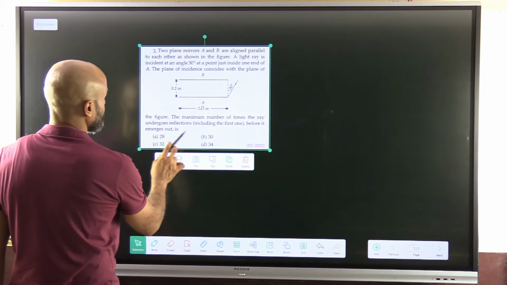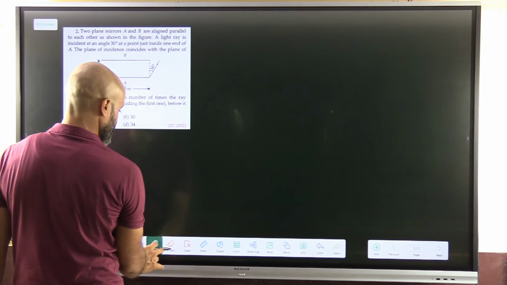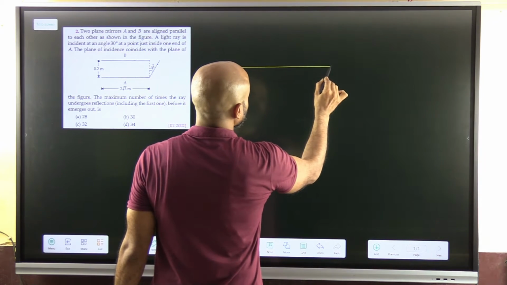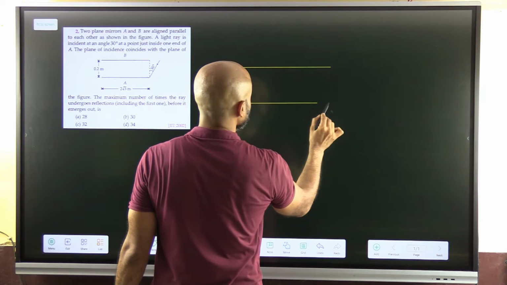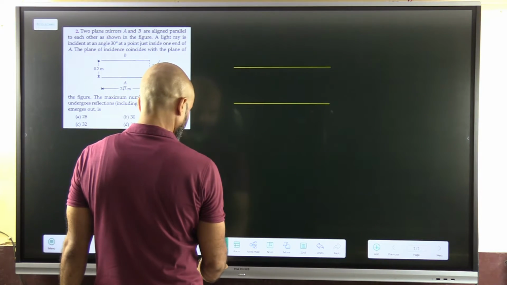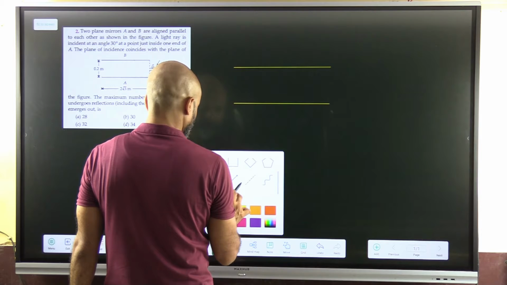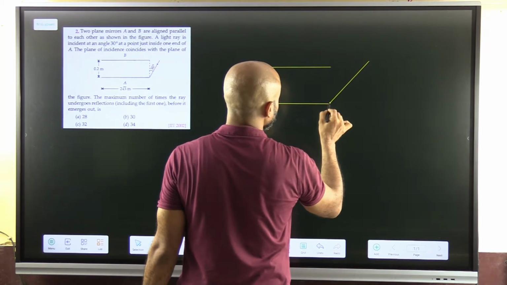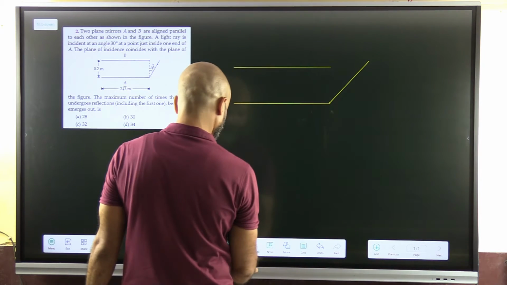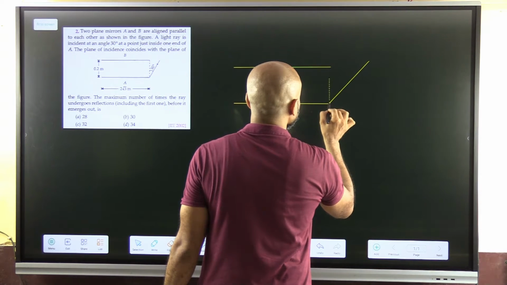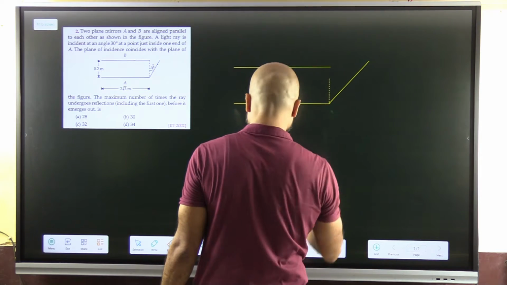So let's do this here. We have two plane mirrors basically, and there is a ray of light which is coming like this, and this ray of light is making an angle of 30 degrees.